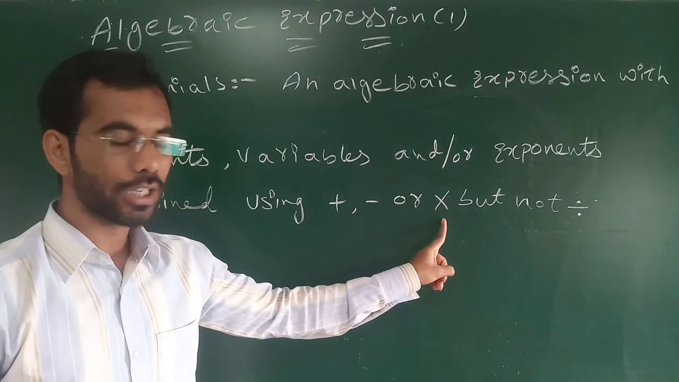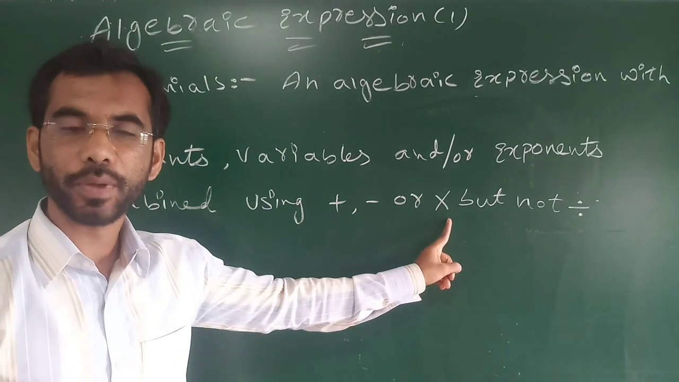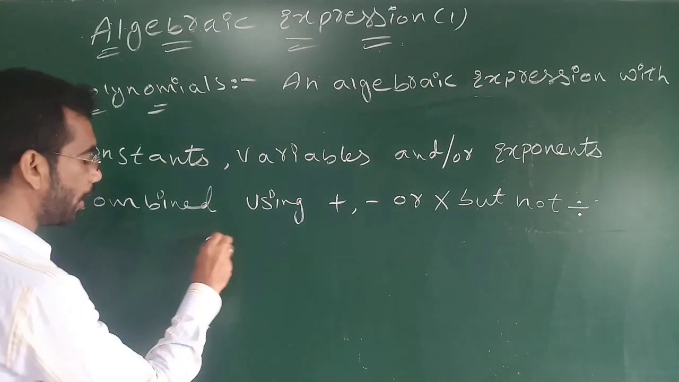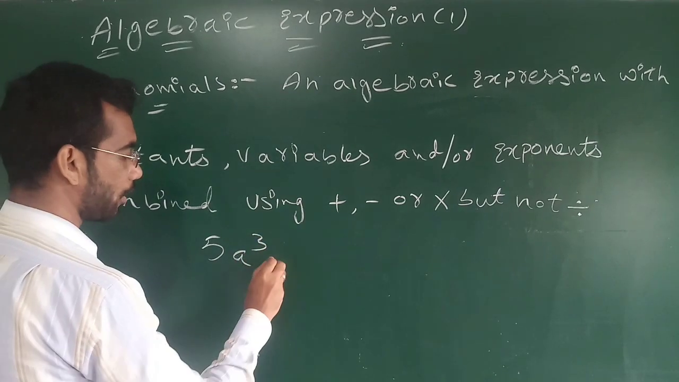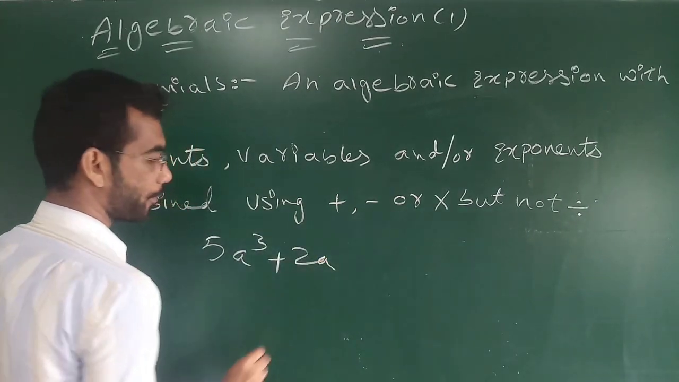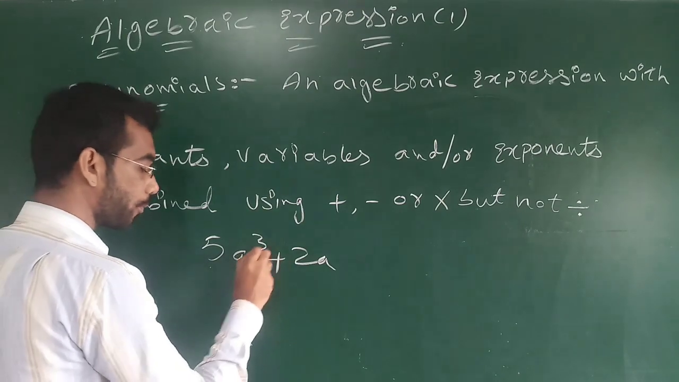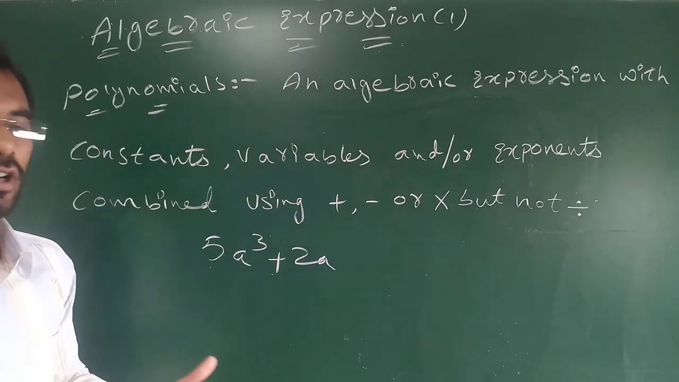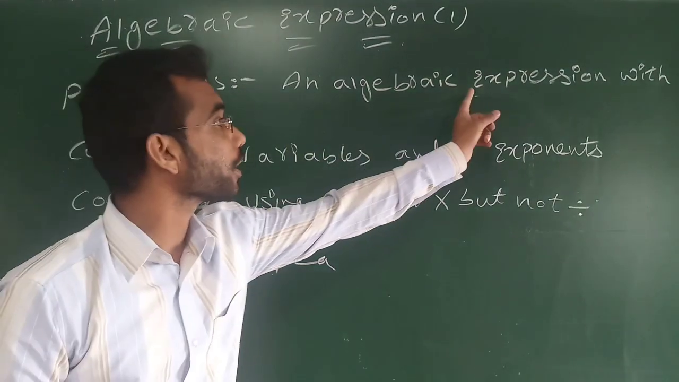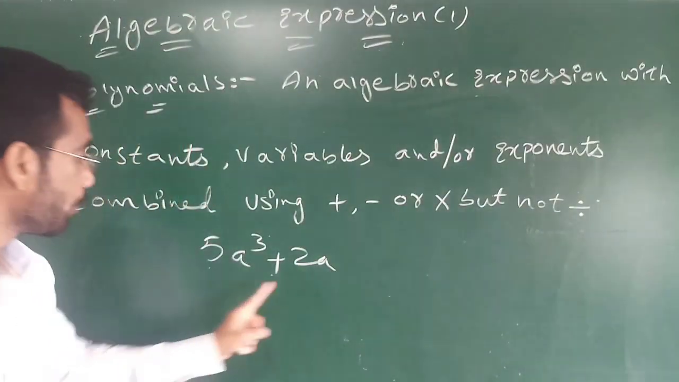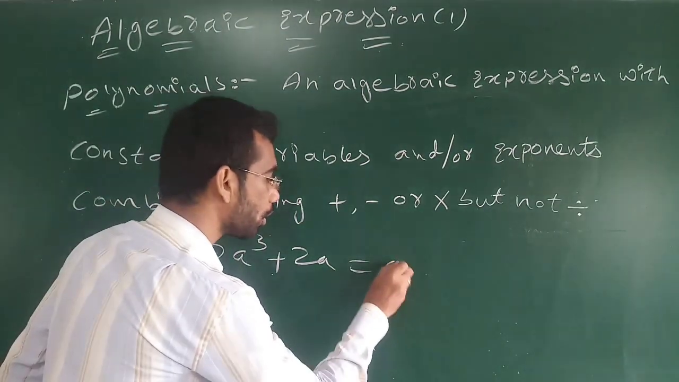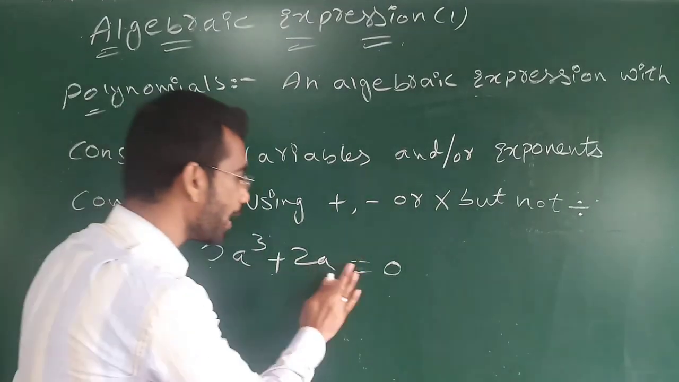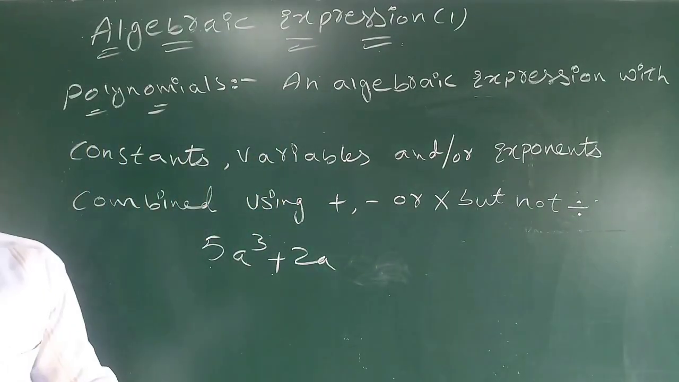minus or multiplication, but not division. Example: 5a power of 3 plus 2a. Okay, 5a power of 3 plus 2a. It is a polynomial. What is a polynomial? An algebraic expression. See here, it is an expression. It should be an expression. If I put an equals sign with something, then it is not an expression, it will become an equation. To make it an expression, the equals sign should be removed.